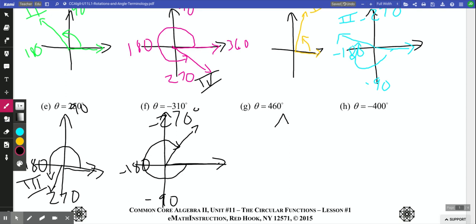So 460, if you think about it, 460, you go around one whole time for 360, then you would have 100 left. So this is going to be like we're sketching a 100 in, which would just be past that 90. We need our initial ray as well, just like always. But we have to go show that we went around a whole time. So there's 360. Oh, keep going. There's the extra 100.